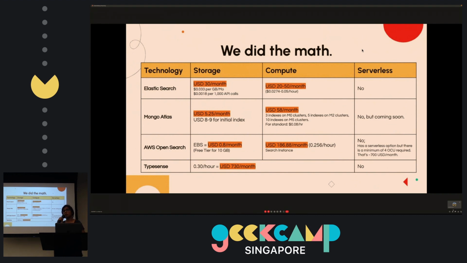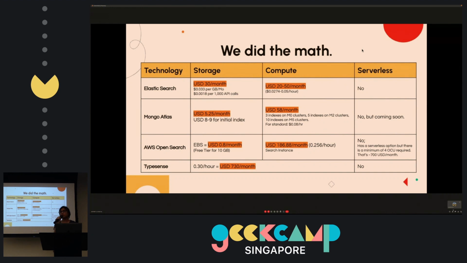We also looked at Mongo because Mongo Atlas did promise a serverless option. However, it was in coming soon phase, we didn't know how soon it would come. But on the other hand, the storage was pretty cheap. The fixed cost was about 58 a month. One restriction with Mongo though was the fact that for every index that you made, it sort of accrued towards an additional cost. So for example, if I went up to 10 indexes, I would have to pay for an M5 cluster, which is a pretty high tier in Mongo, and that means my compute cost would keep going up.